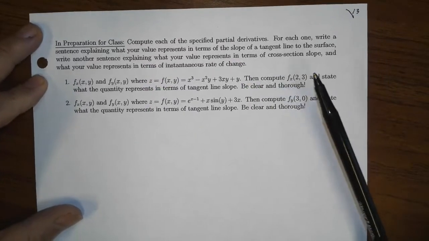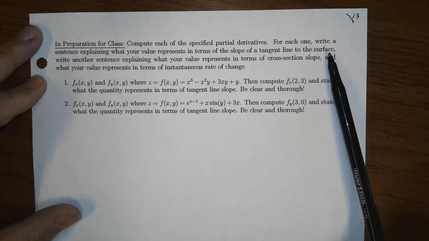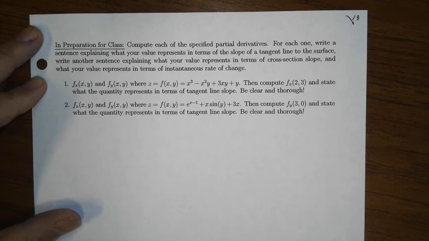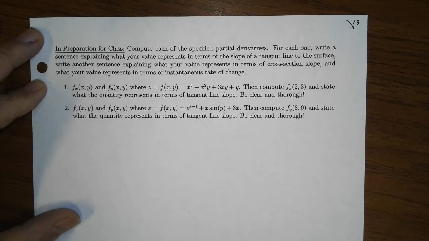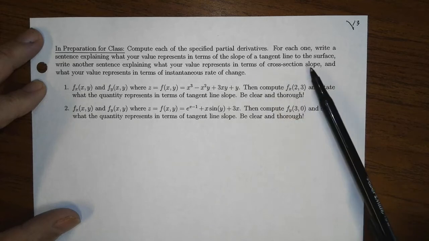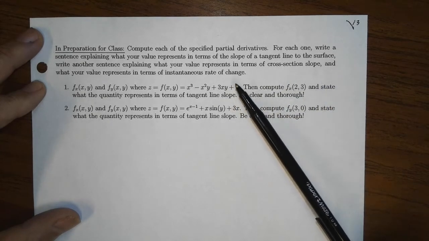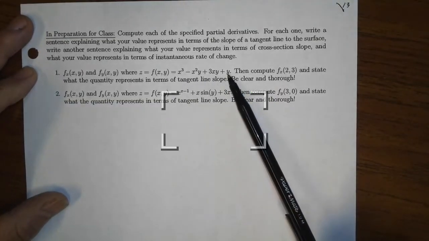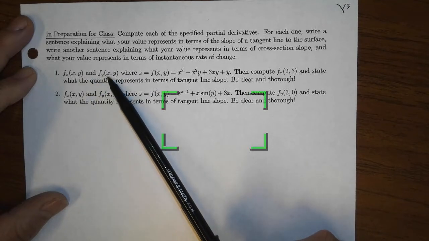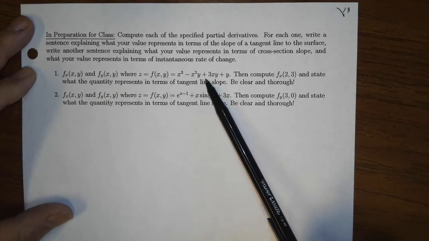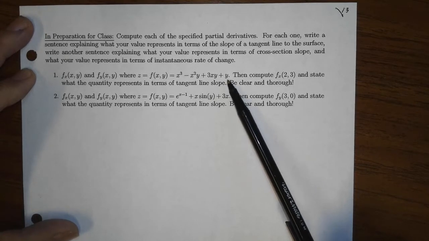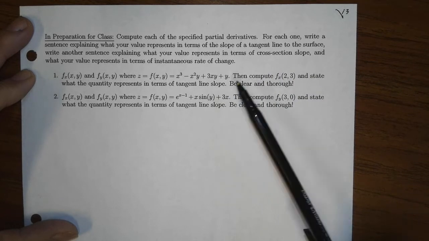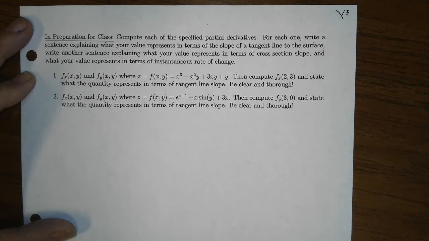Here's what I would like for you to do in preparation for class. Compute each of the specified partial derivatives. For each one, write a sentence explaining what your value represents in terms of the slope of a tangent line to the surface. Write another sentence explaining what your value represents in terms of cross-section slope and what your value represents in terms of instantaneous rate of change. So here's the first function. I would like for you to compute the partial with respect to x and the partial with respect to y using the shortcut method I showed you on the previous page. Then compute the partial with respect to x at 2, 3 and state what it represents in terms of tangent slope. Be clear and thorough.